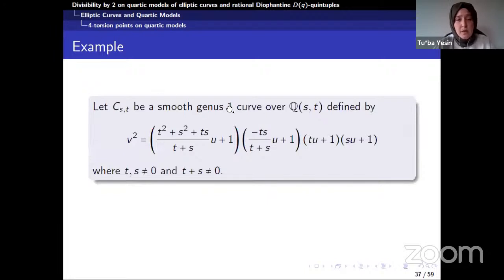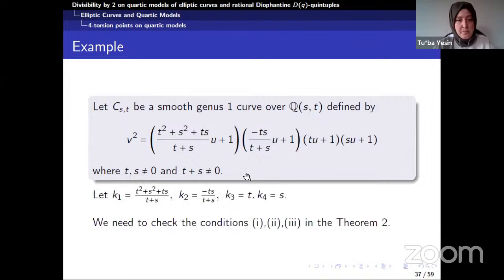By using this theorem on four torsion points, we can see one example to say that there is no four torsion point on this quartic model, which is here. We can skip some detail because of time, I think. Okay, let's see a smooth genus 1 curve QST defined by here. This is a 2 parametric family of smooth genus 1 curves. Here T and S cannot be 0, and T plus S cannot be 0.